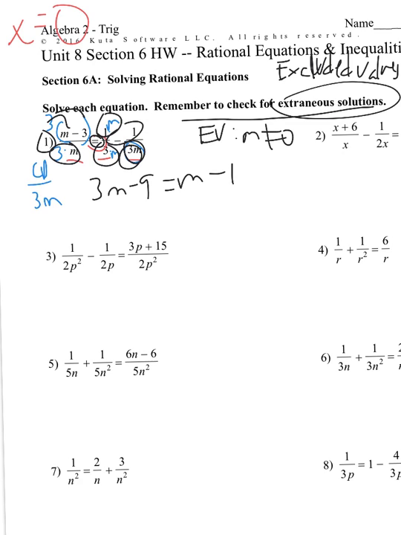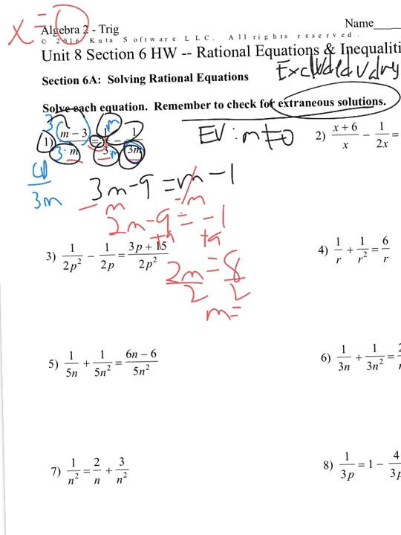But now this is linear, so I'm going to subtract m. So 2m minus 9 is equal to negative 1. I'm going to add 9, so I get 2m is equal to 8. I'm going to divide by 2, so m is equal to 4. And we just have to make sure that this is not one of our excluded values. It's not, so it checks out. So I give m equals 4 as my solution. Okay, let's go down to number 11.